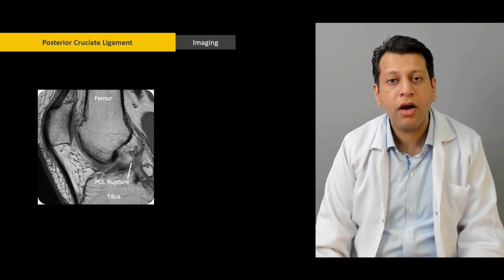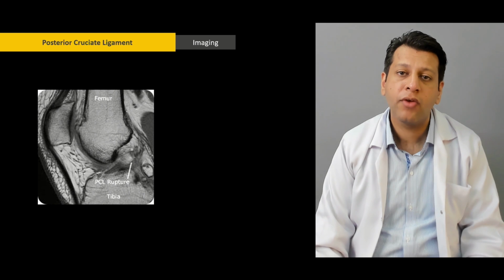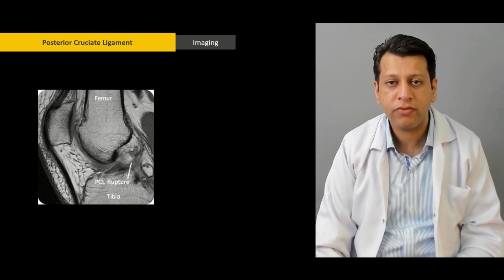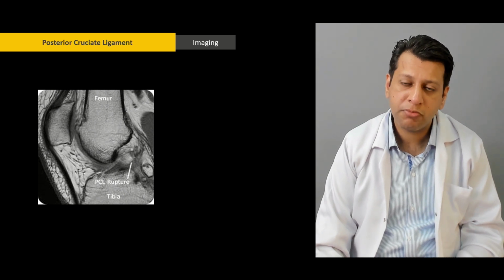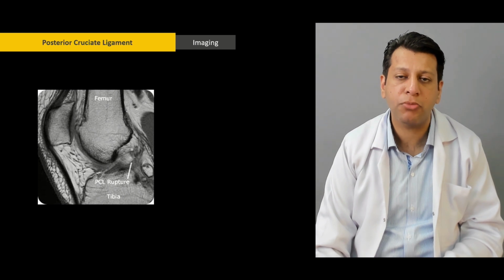Now, other options after the history examination are always the X-rays. X-rays are always AP and lateral view. Some associated injuries may get picked up. There may be bony avulsions, but MRI would be the ideal, most important investigation.